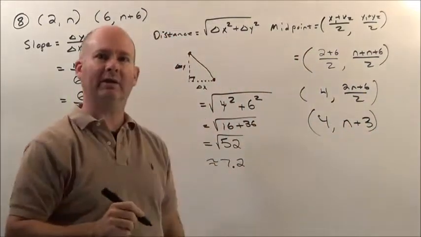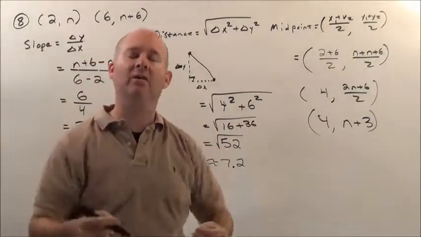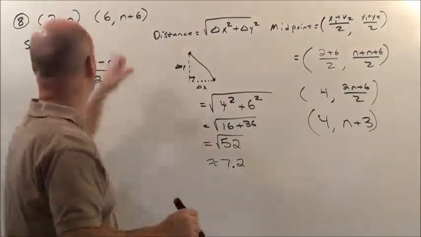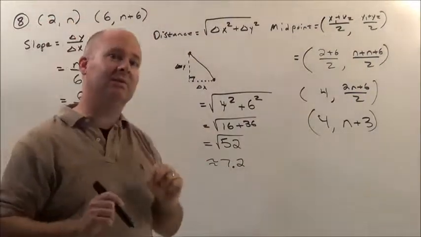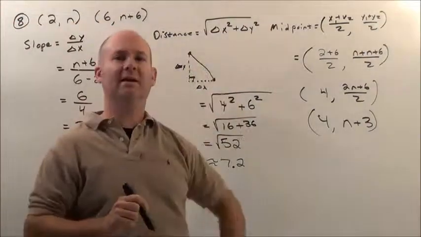There's my middle point. It looked like it was difficult starting off, but you just follow what you know. Don't let it try to trick you. There you go. Problem 8 seemed a little tricky, but we were very easily able to find the slope, the distance, and the midpoint.